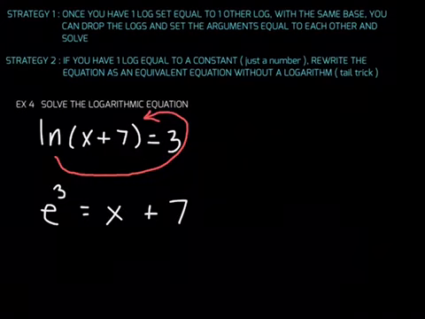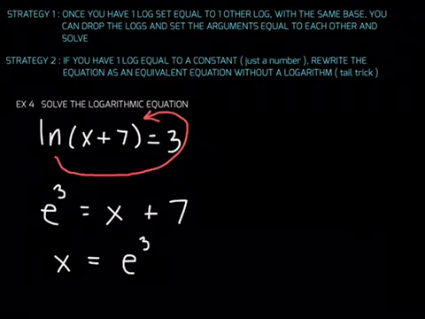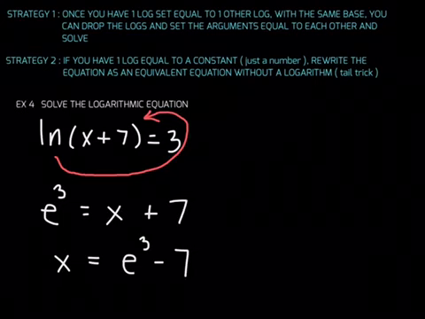X is your variable, so subtract 7 from both sides. When you subtract 7 from e cubed, you just have e cubed minus 7. That's it. So this is the solution for x.